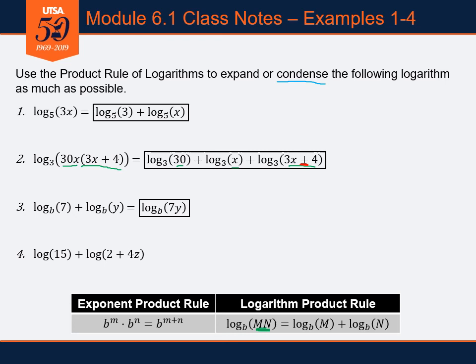Question number 4 has us doing something similar. We have log of 15 plus log of 2 plus 4z. We have a sum of two separate logarithms. We're going to combine that into a single logarithm of a product of the two arguments. Log, a single logarithm of 15 times 2 plus 4z. So in all of these examples, make sure that you see how we are moving back and forth between sums of separate logarithms and logarithms of a product inside a single set of parentheses.